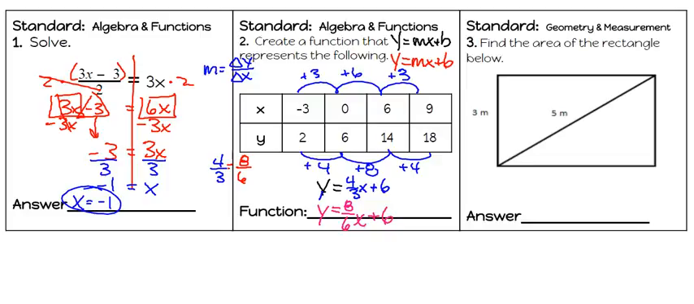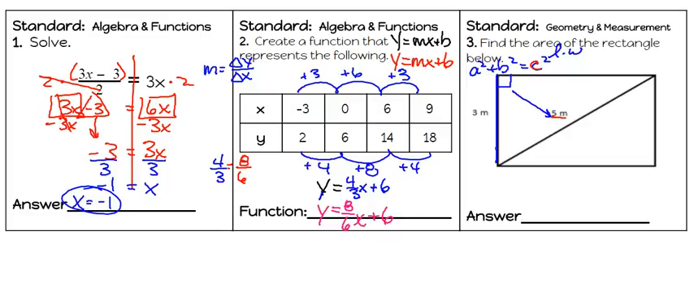Number 3. Find the area of the rectangle below. We've got 3 here. Our area of a rectangle is length times width. We're going to use the Pythagorean theorem: a squared plus b squared equals c squared. Right triangle, across from the right angle is our hypotenuse, which is 5. That's our special side, so it goes in a special spot of c.